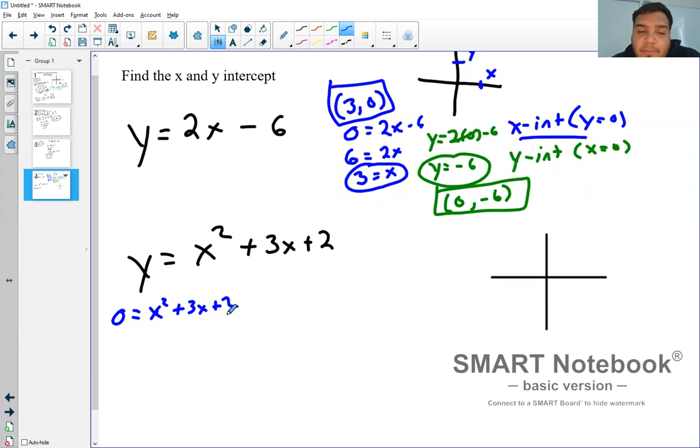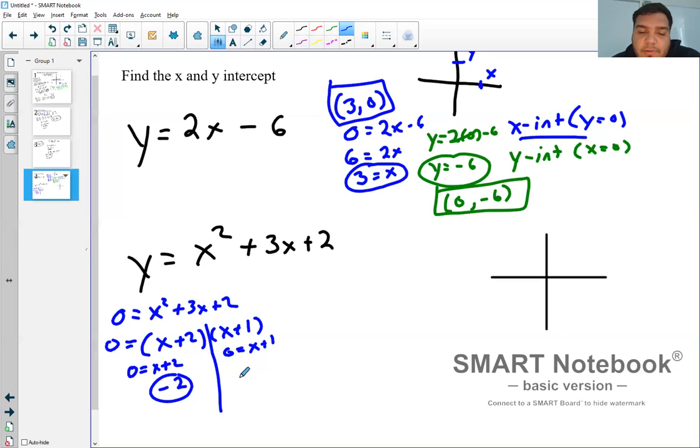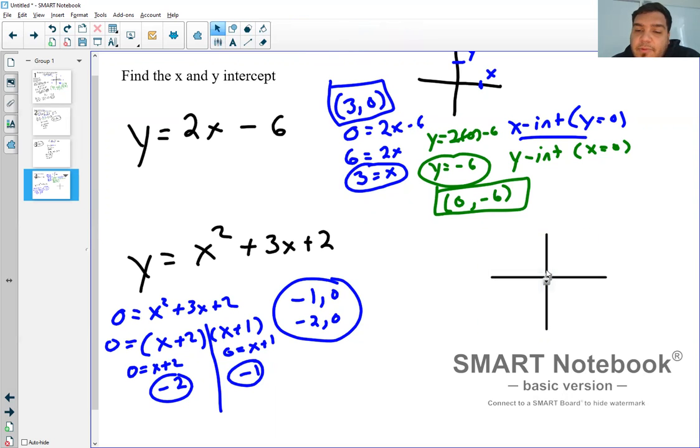So I have to ask myself, what multiplies to 2 and adds to 3? (x plus 2)(x plus 1). After that, I split it and solve each one. So 0 equals x plus 2, which is just -2. And 0 equals x plus 1, which is -1. Which means in this case, I have two x-intercepts at (-1, 0) and (-2, 0). It's okay to have multiple x-intercepts, as I showed you with the parabola earlier, it's possible to have two x-intercepts.